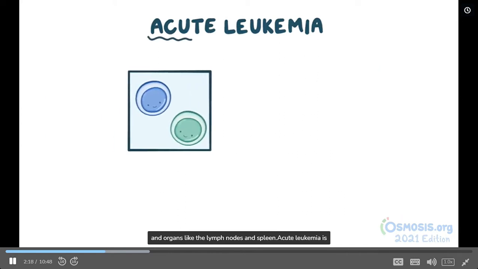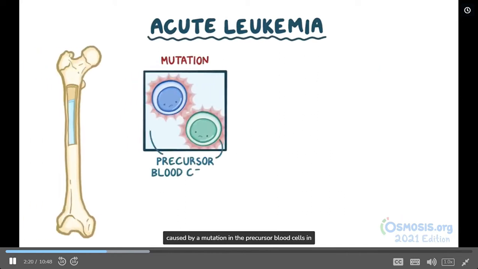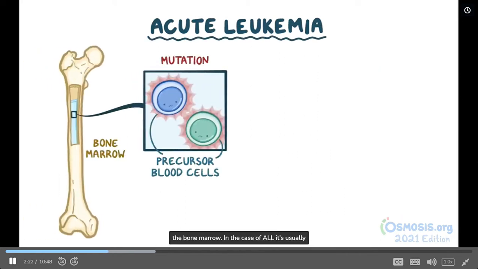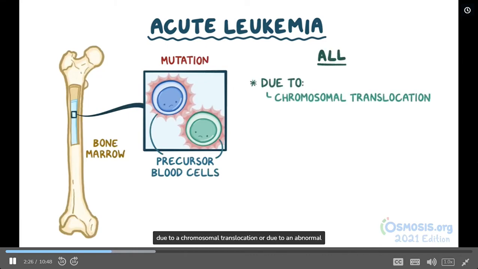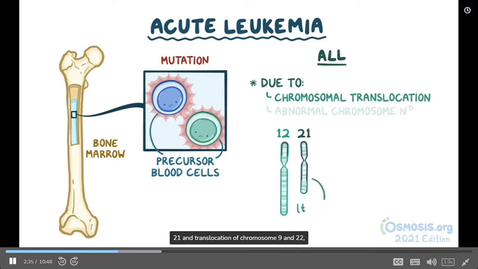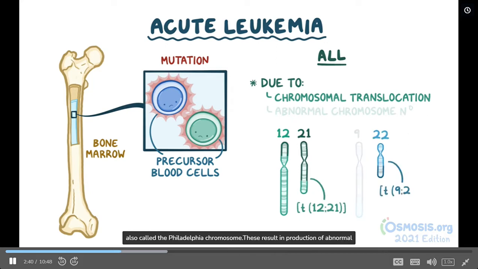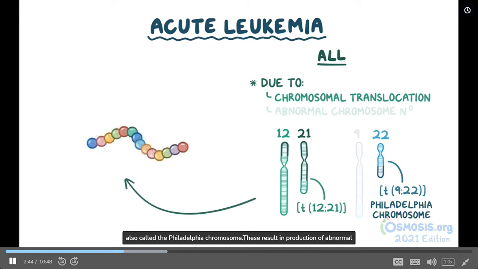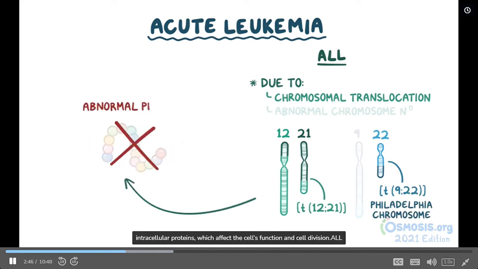Acute leukemia is caused by a mutation in the precursor blood cells in the bone marrow. In the case of ALL, it's usually due to a chromosomal translocation or an abnormal chromosome number. Common chromosomal translocations include translocation of chromosomes 12 and 21 and translocation of chromosomes 9 and 22, also called the Philadelphia chromosome. These result in production of abnormal intracellular proteins, which affect the cell's function and cell division.